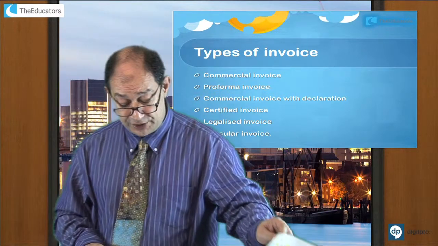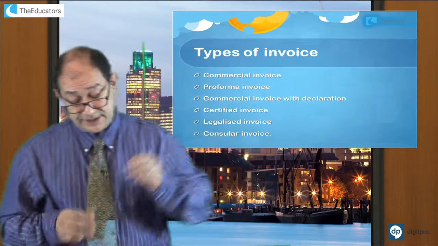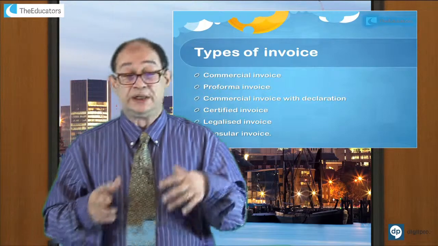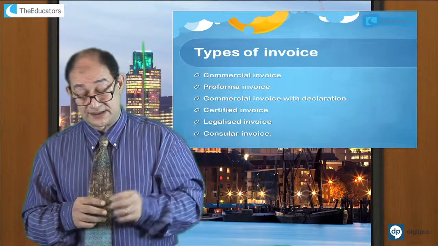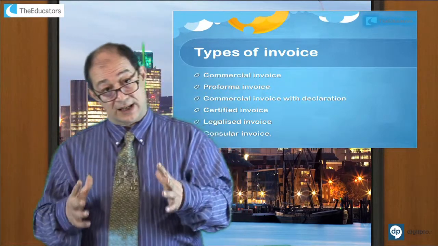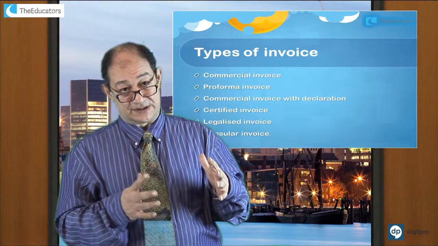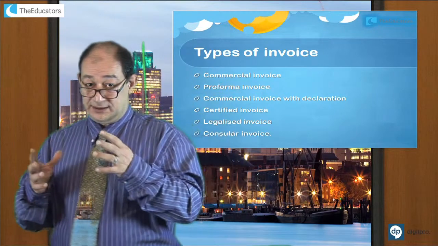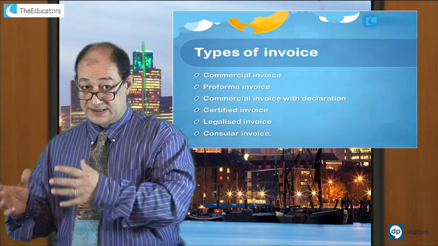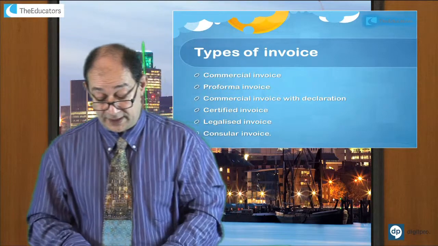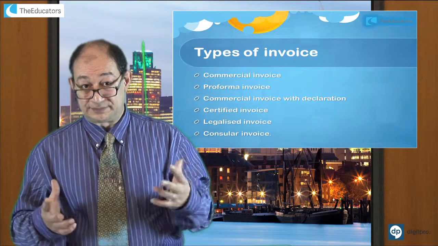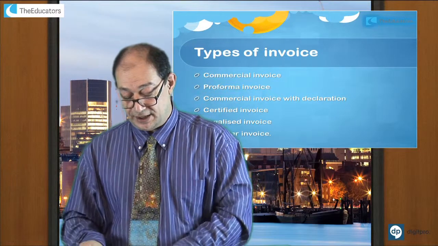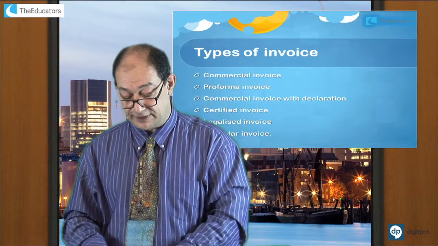Now, next type: after the certified invoice, you've got the legalized invoice. After certification, the invoice can be presented to the embassy of the country of destination to be legalized. What the embassy would do is confirm that whoever certified the invoice is the right body, like, it is really the Chamber of Commerce of this city that has done it. So it's a secondary verification.